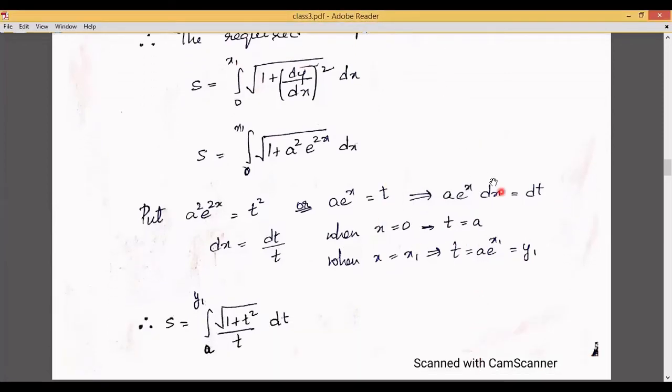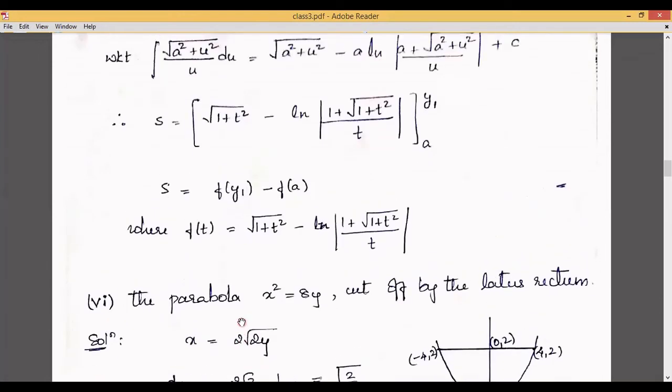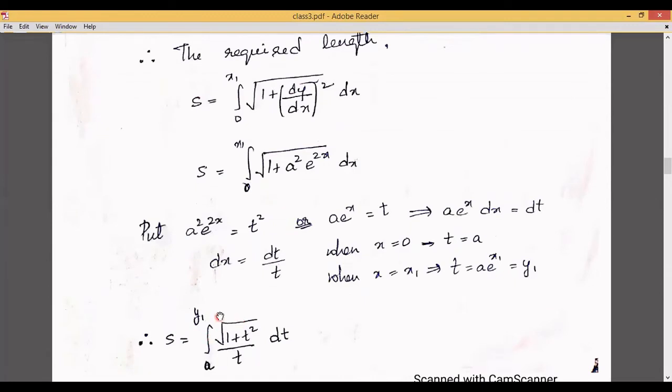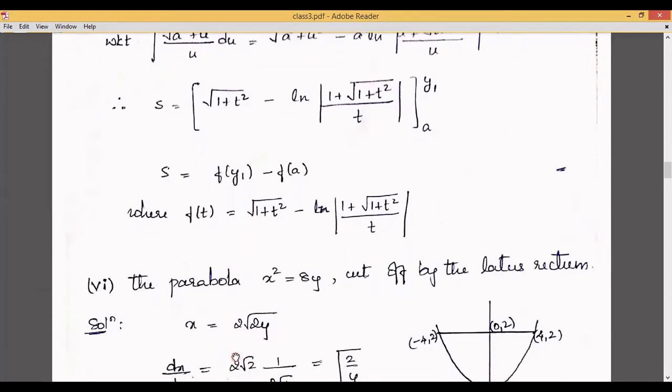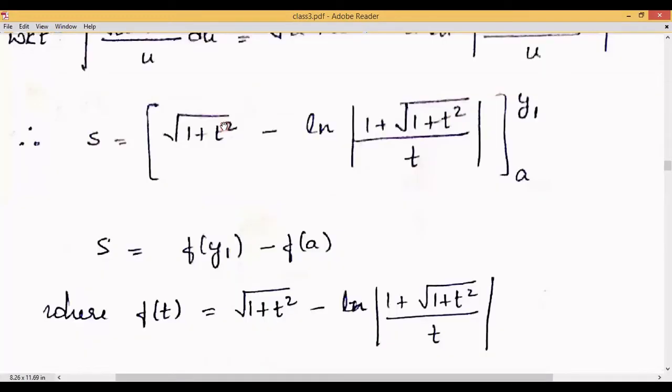Once you use all these things in this integral, you'll get this type of integral. And you have the standard formula for this, root of 1 plus t square by t, that also you have learned in PUC.